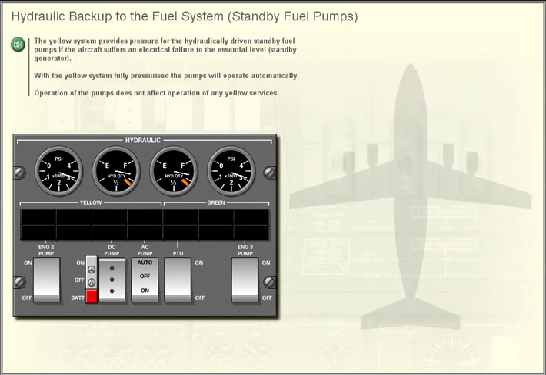Hydraulic backup to the fuel system. Standby fuel pumps. The yellow system provides pressure for the hydraulically driven standby fuel pumps if the aircraft suffers an electrical failure to the essential level, standby generator. With the yellow system fully pressurized, the pumps will operate automatically. Operation of the pumps does not affect operation of any yellow services.